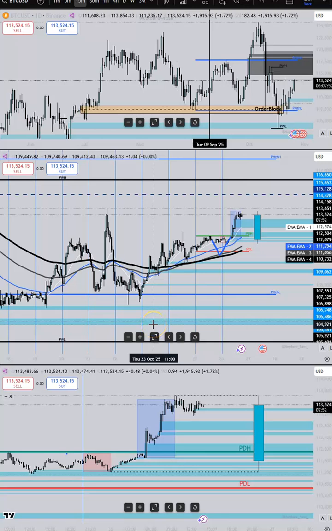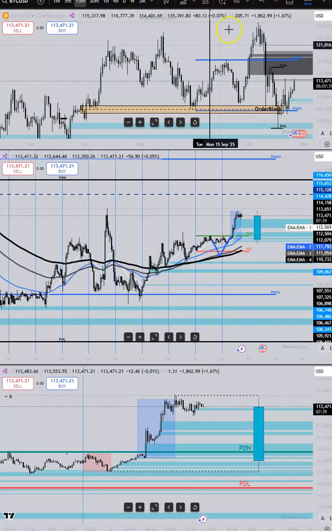I want to talk today about a trade I had in Bitcoin where I made $4,000 by risking $1,000 in 4 hours. As you can see, here is my daily setup.